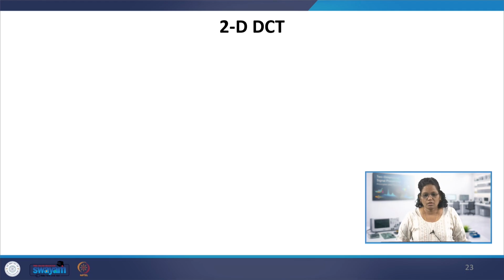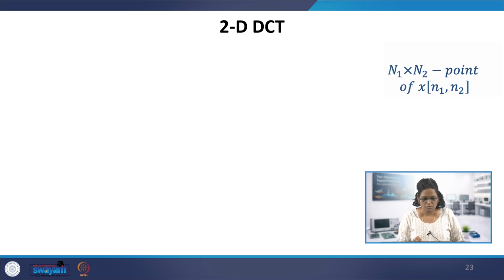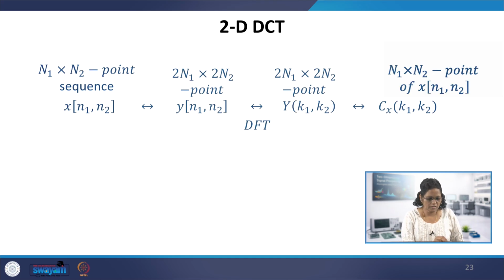Now coming to the 2D DCT, 2-dimensional DCT, whatever we have learned, the even symmetrical DCT will extend to the 2D DCT computation. So now x of n1 comma n2 is n1 cross n2, in 2 dimensions. The N point sequence is now made n1 by n2 size, and we have to make this 2n1 and 2n2 size of y of n1 comma n2.